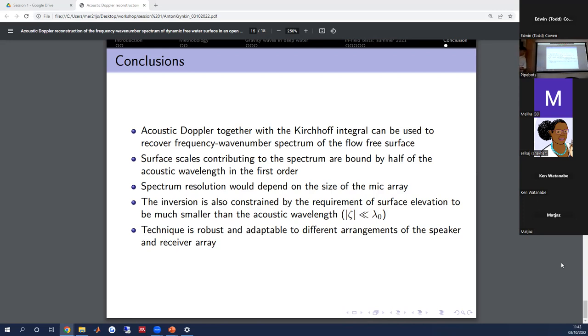And the technique is robust and adaptable to different arrangements of the speaker and receiver arrays, no matter whether you put the speaker here and the microphone right here, or swap it around at angles and loops. And that's all I can say. Thank you.